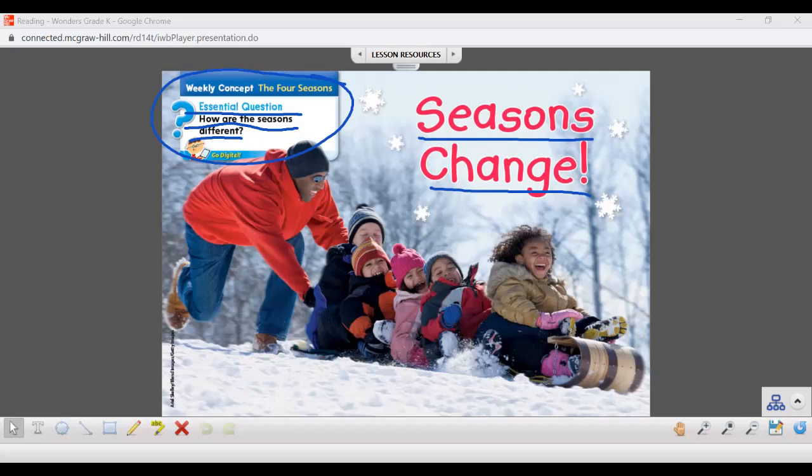Now look at this picture. It shows children having fun in winter. Is winter cold? Yes, it is. Look how the kids are dressed. They're dressed for the season of winter. They're wearing coats. They're playing outside, but the weather is cold. Let's watch a video that talks about the seasons.